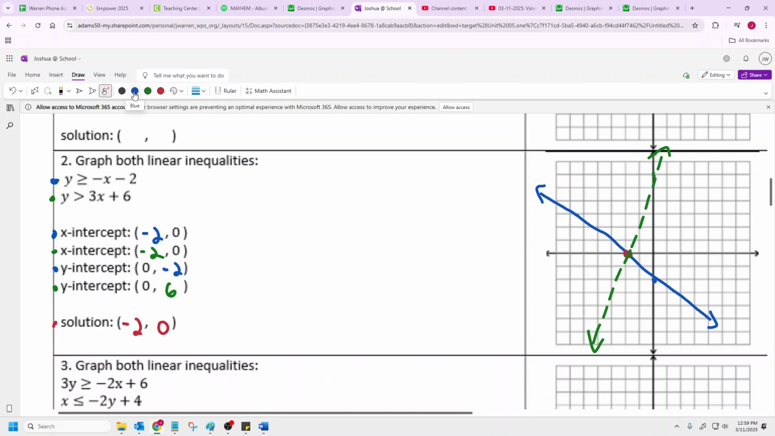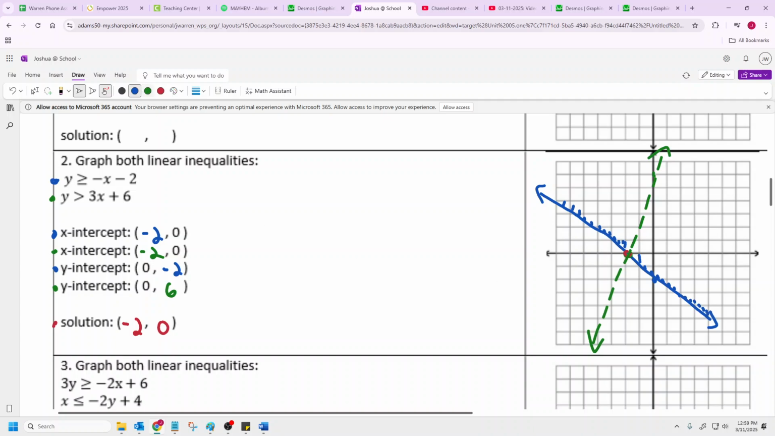With that said, I'm going to go ahead and switch to blue. Remember the rules. If the gator mouth is eating the y, you shade above the line. If the gator mouth is eating the equation, you shade below the line. On my blue, it's eating above, so we're going to do our little marks to let us know we're shading. We're going to be shading this way.